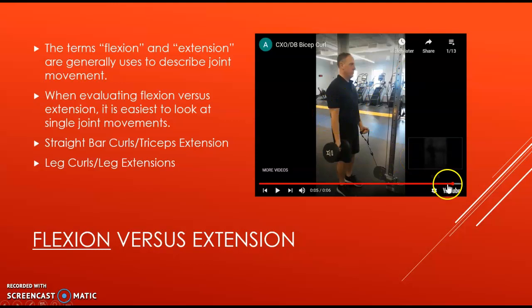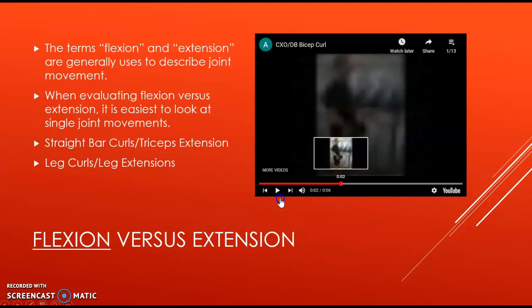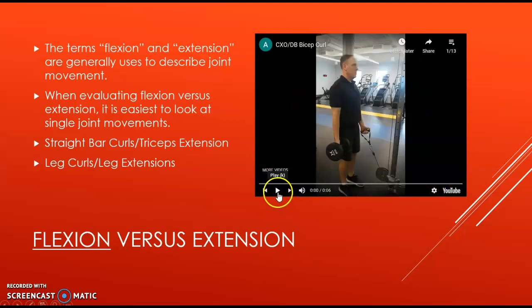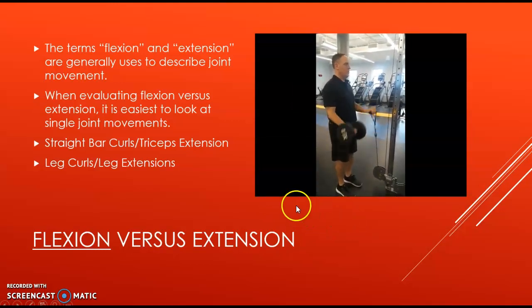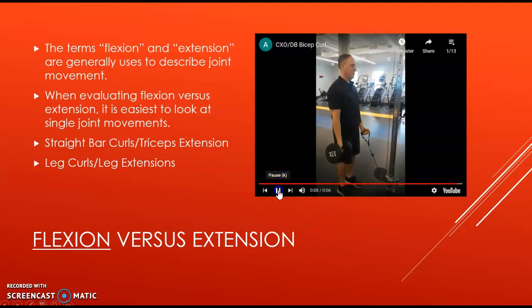So in this case, the participant, let me back this up here for you, take it all the way back. They're flexing the elbow joint, extending the elbow joint, flexing the elbow joint, extending the elbow joint. Really easy to see in a bicep curl or a tricep extension, or for example, a leg curl or leg extension, because it's single joint.